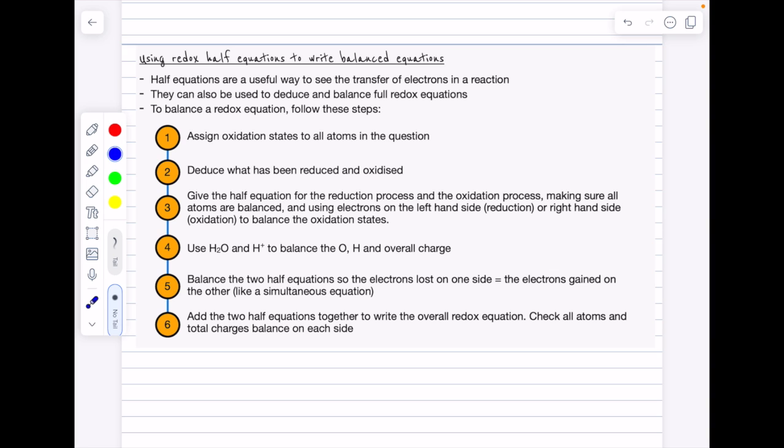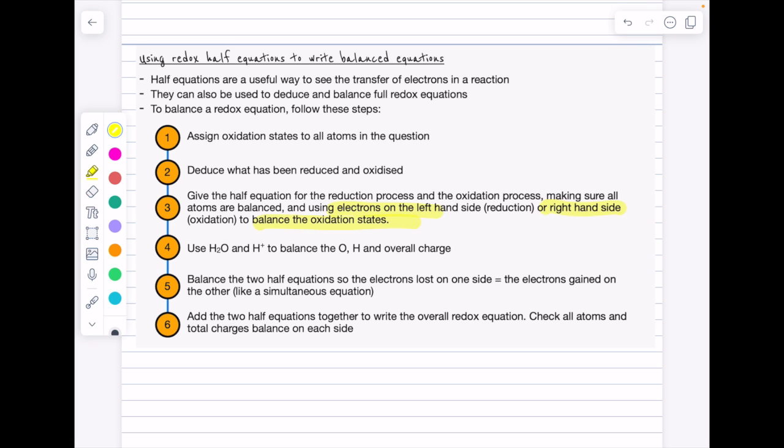We're now going to put everything together we've just learned in order to use redox half equations to write balanced equations. So in order to balance a redox equation, we need to follow these steps. Firstly, we're going to start by assigning oxidation states to all atoms in the question. That's what we were just doing. Then we're going to deduce what's been reduced and what's been oxidized. And now step 3, we're going to provide the half equation for the reduction process and the oxidation process. And then this will be what's new to you guys, is adding electrons to either the left or right side of the equation in order to balance the oxidation states.